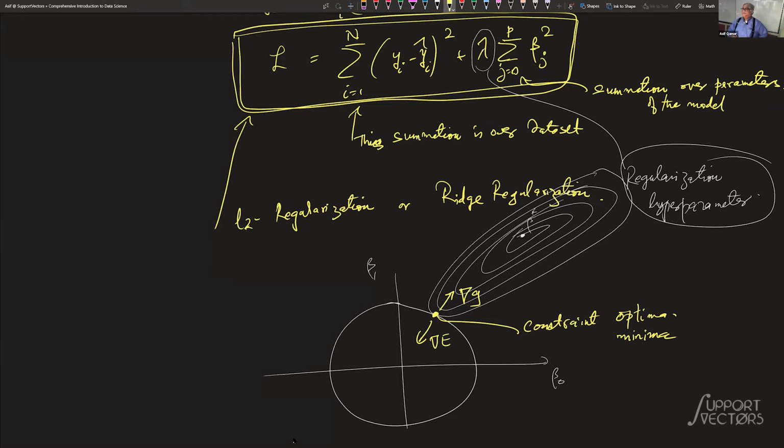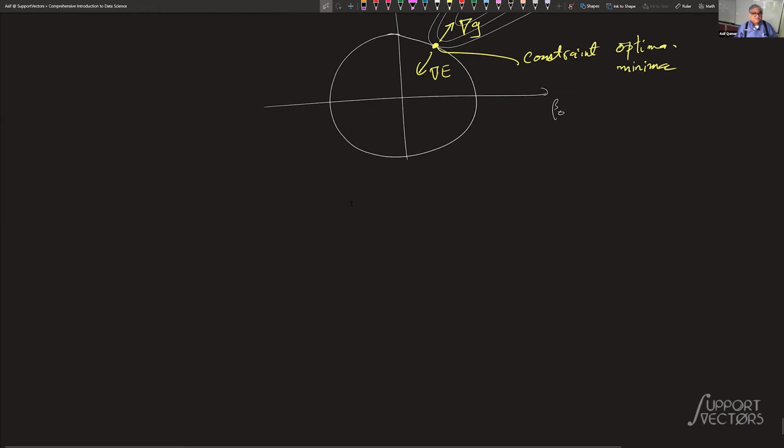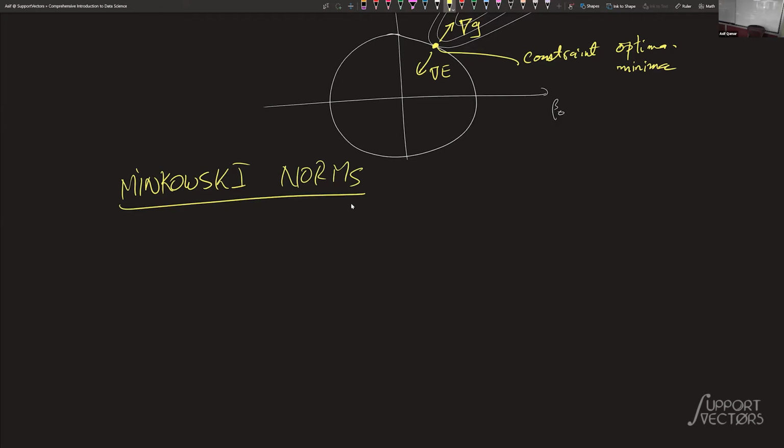What is a circle? We always assume the equation of a circle is x, beta naught square plus beta 1 square is equal to some constant, the radius square. But now I'm going to shake that value and generalize that concept. Let me define. So we will talk about Minkowski norms. Minkowski was, again, a great mathematician, and this term is associated with him.